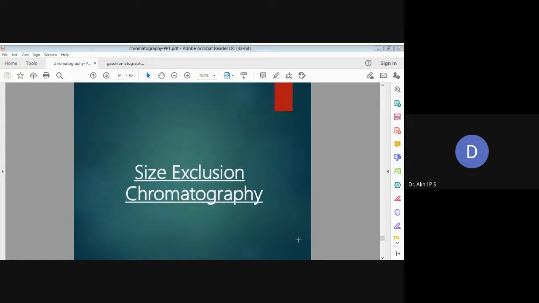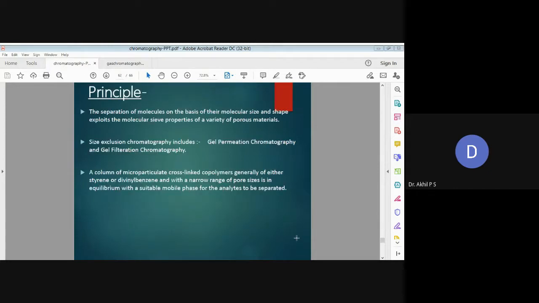Next, size exclusion chromatography principle. The separation of molecules on the basis of their molecular size and shape exploits the molecular sieving properties of a variety of porous materials. Size exclusion chromatography includes gel permeation chromatography and gel filtration chromatography. A column of microparticulate cross-linked copolymers, generally of either styrene or divinyl benzene, with a narrow range of pore size, is in equilibrium with a suitable mobile phase for the analytes to be separated.